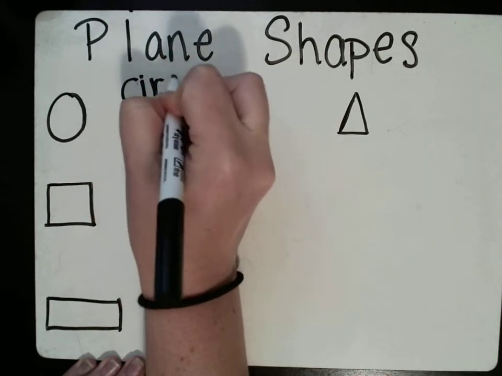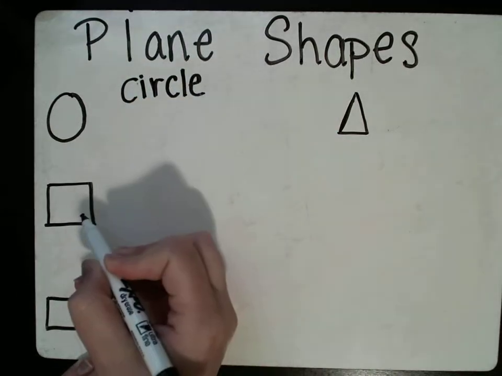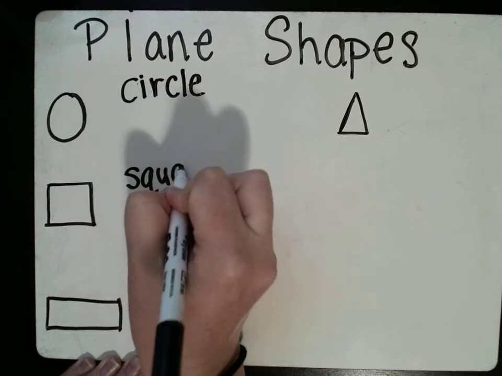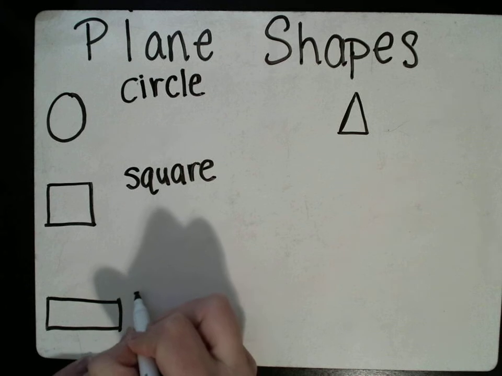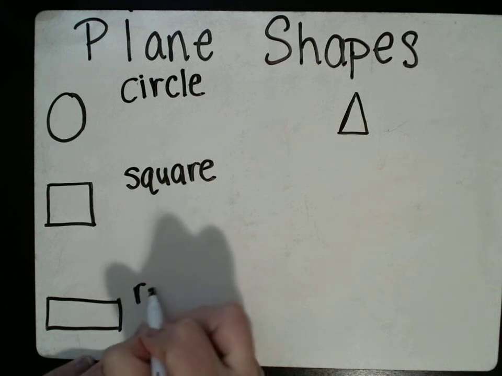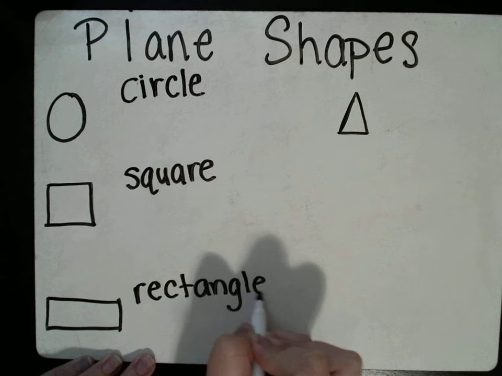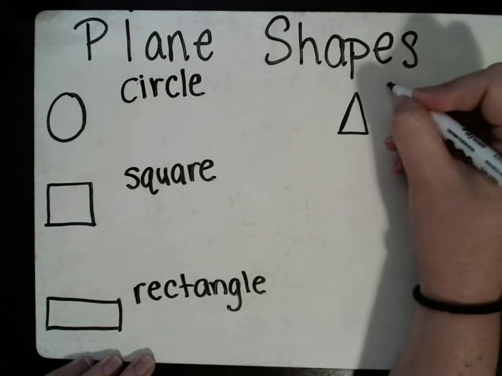circle. Our next shape is a square. Our third one, I should be hearing you say these, is rectangle. And our final shape, way off to the side, is a triangle.